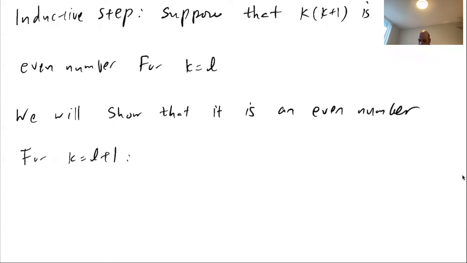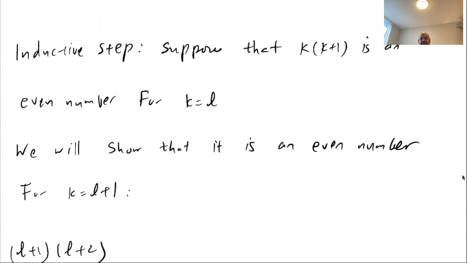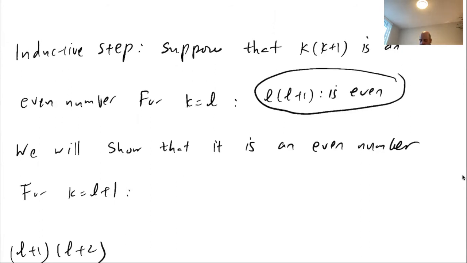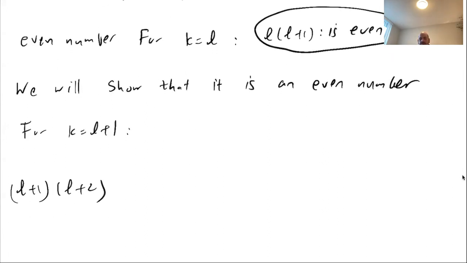So (L plus 1) times (L plus 2), how much is this? Because I'm writing k times (k plus 1). I assume that this is an even number for k equals L, which means L times (L plus 1) is even. And I want to show that this expression for k equals L plus 1 is also even, meaning that (L plus 1) times (L plus 2) is even. Now, what is (L plus 1) times (L plus 2)? If I expand this, it's going to be L squared plus 3L plus 2, which I can write as L squared plus L plus 2L plus 2, right? 3L plus 2, I can write as L plus 2L, then plus 2.